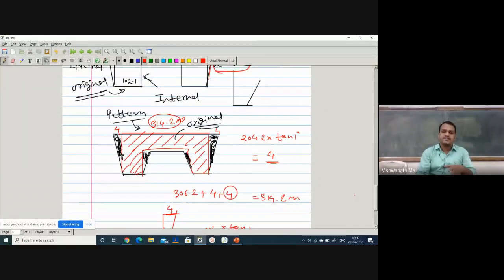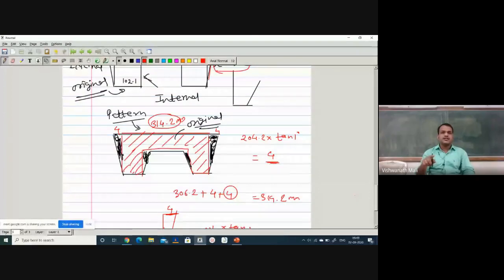And the draft allowance, why are we considering it? Because it may get damaged. It may not, but it may also get damaged. So that's why we give the draft allowance, and we can remove that material. So to get an extra-size product is okay, because we can reduce that by machining. But if we get a small-size part, we cannot add material to that part. Remember that. If you are giving more allowance, more dimension to your original part, then it is okay. Why? Because we can remove that material.